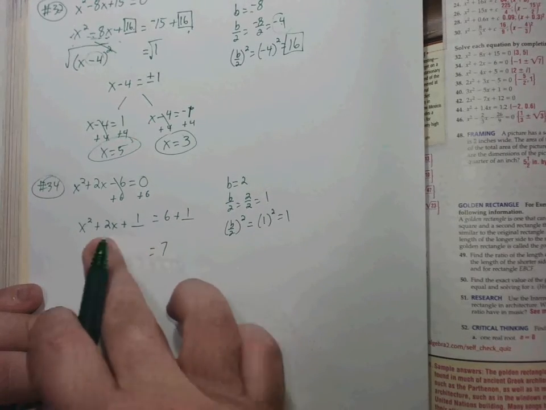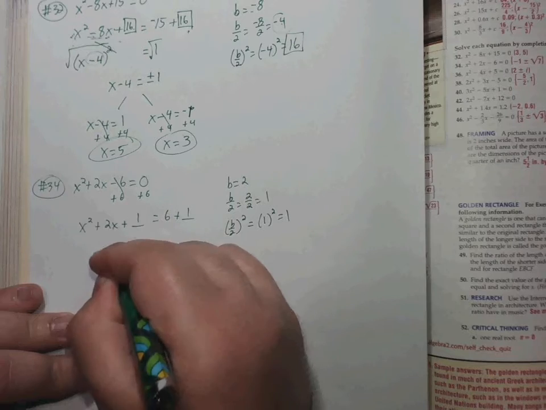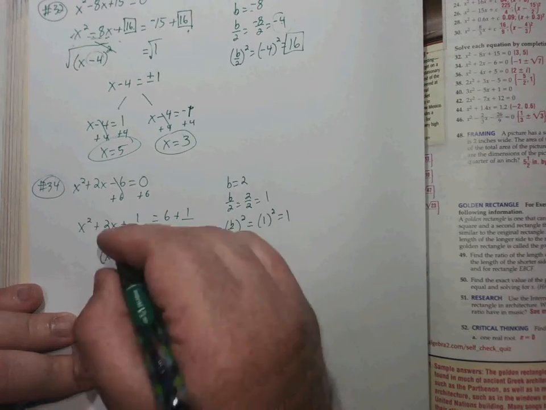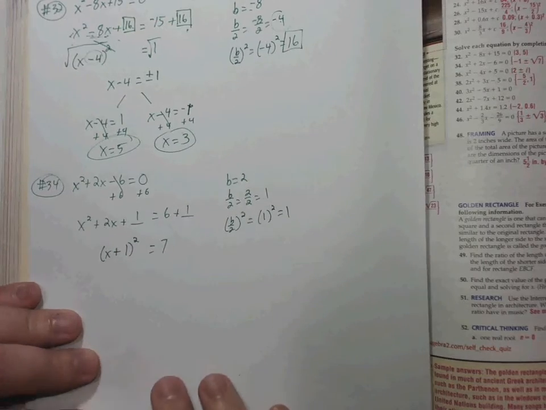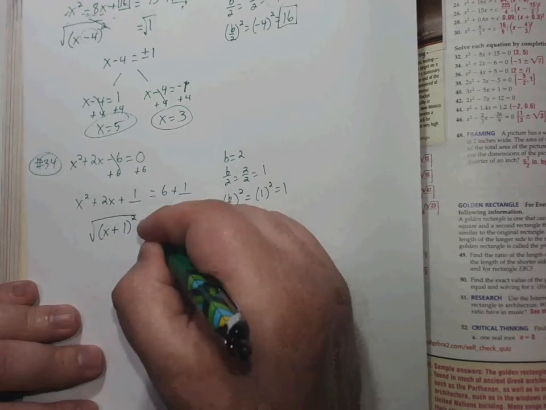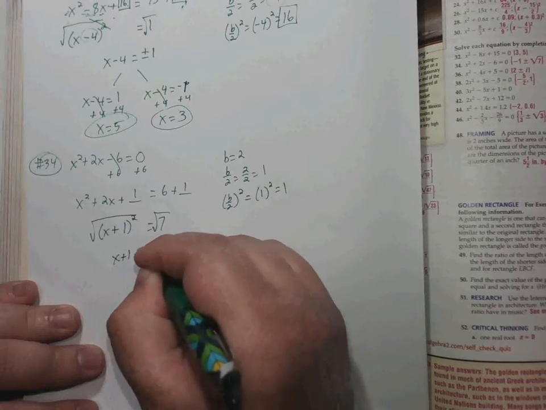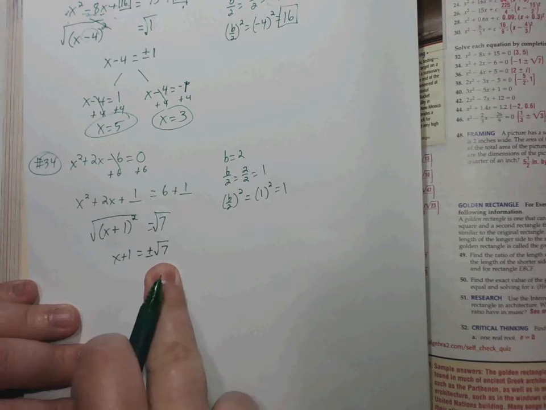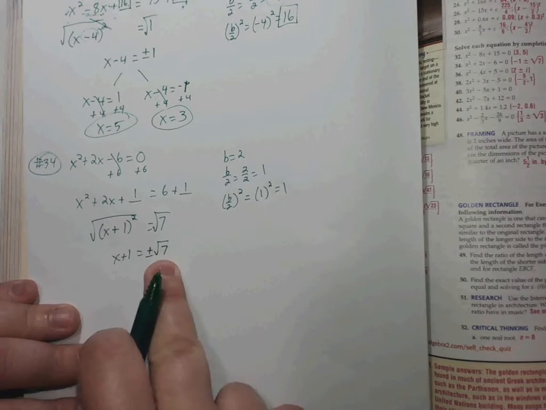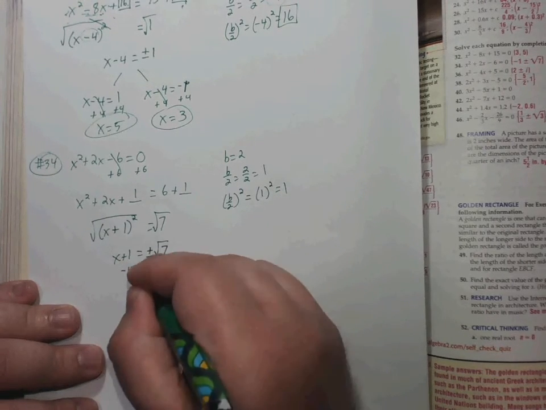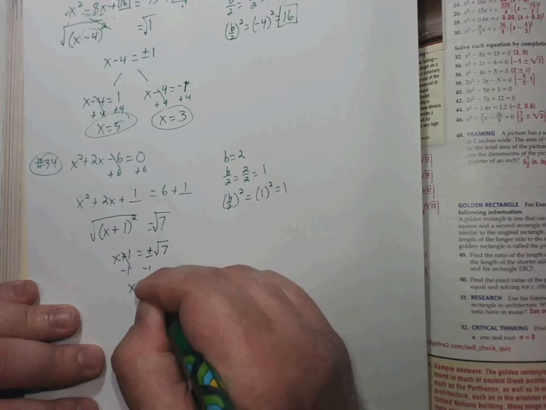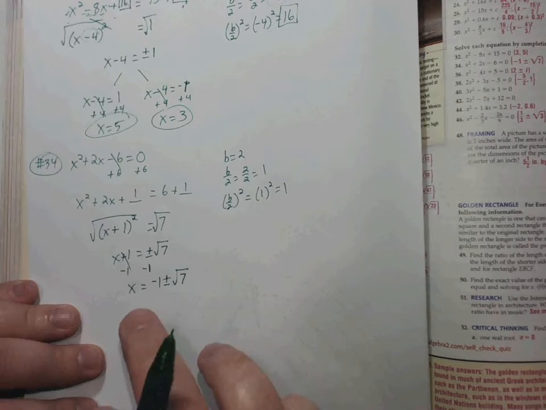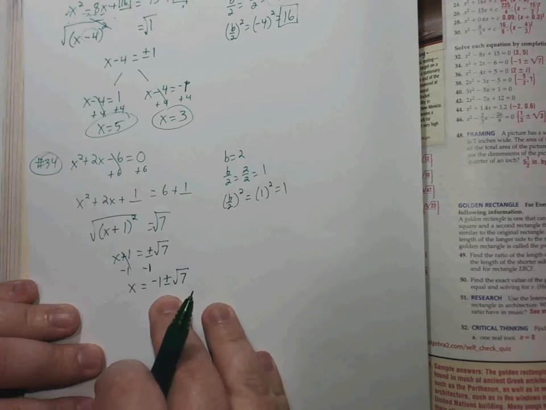Right side is 7. What does that factor to? X plus b over 2. What is b over 2? 1, squared. Now you take your square root of both sides. X plus 1 equals plus or minus the square root of 7. We can't simplify that, so we have to leave it like this. Then we subtract 1, and we get x equals negative 1 plus or minus the square root of 7. You can leave your answer like this.